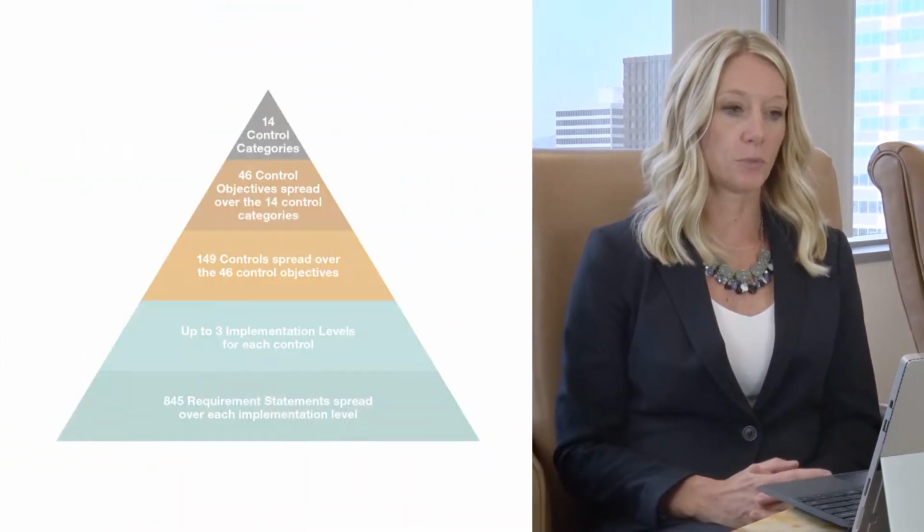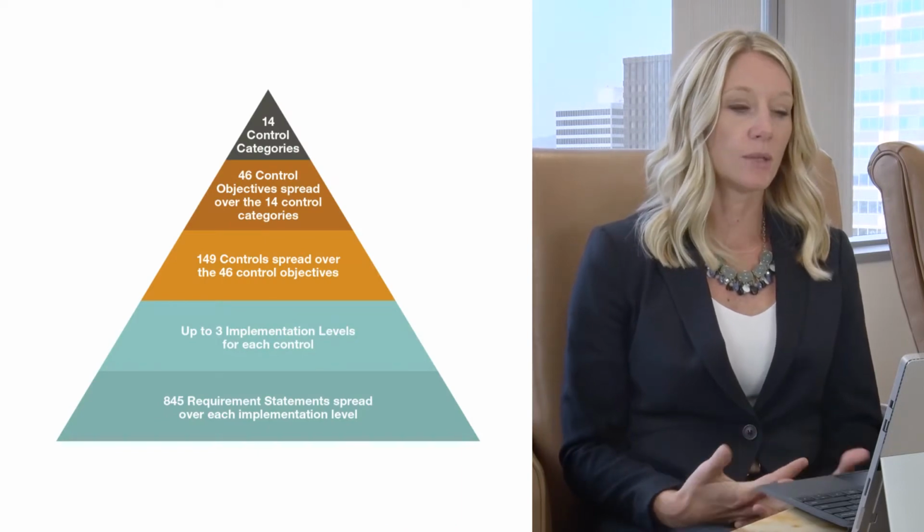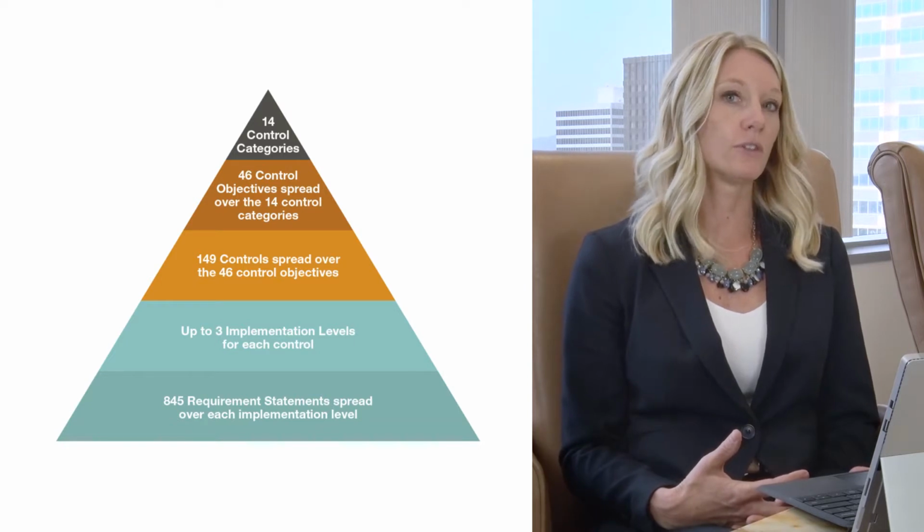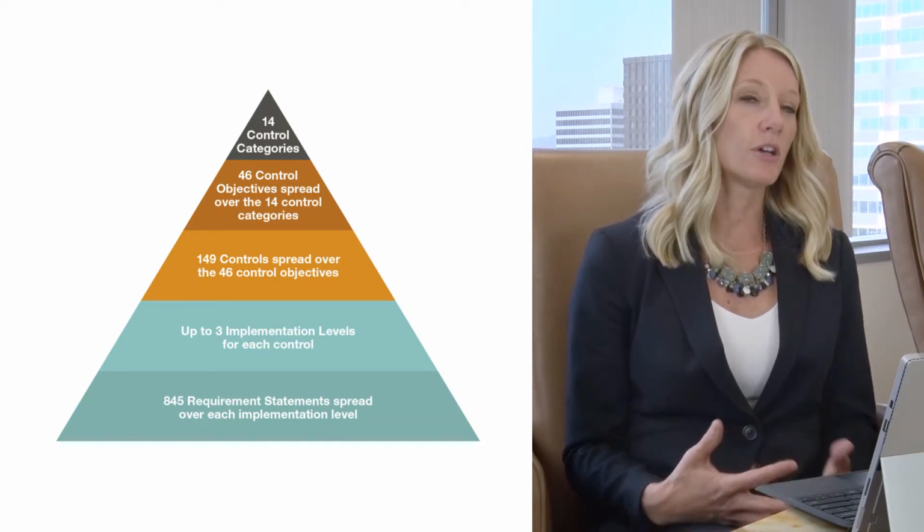So in our last video, we talked about the CSF and how it breaks down into numbers. So basically, to shorten that, there's really 149 controls spread out over the 14 categories. Keep in mind that only 66 of those controls are required when you're pursuing certification. So what we're going to talk about in today's video really teaches you how to navigate the controls themselves.